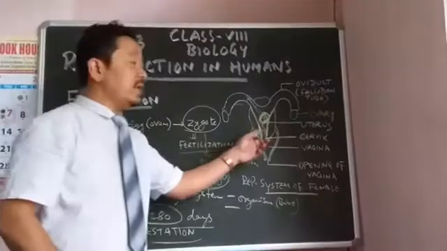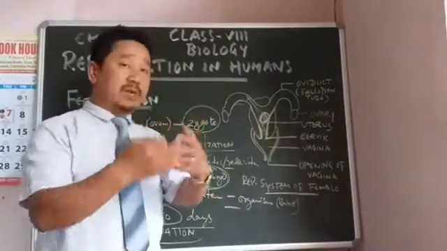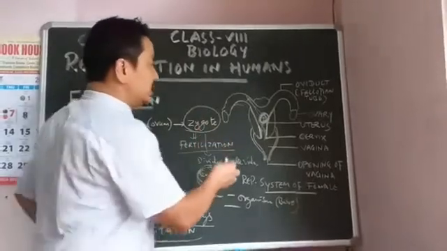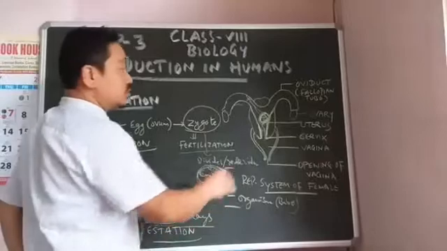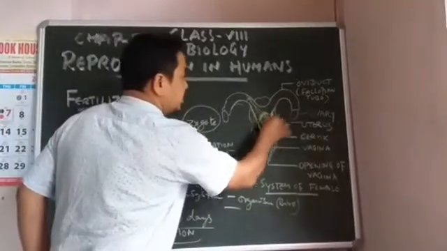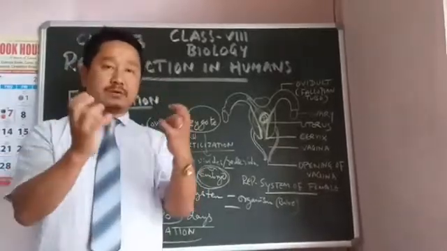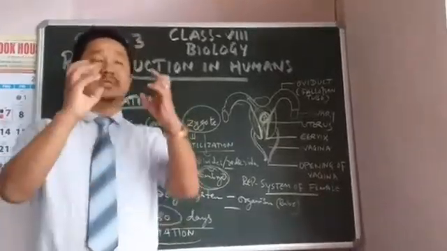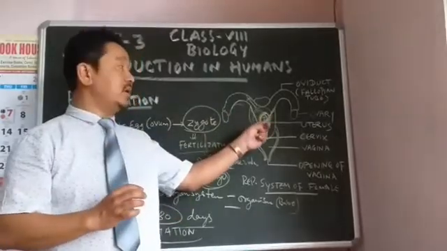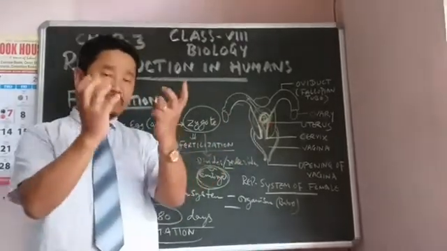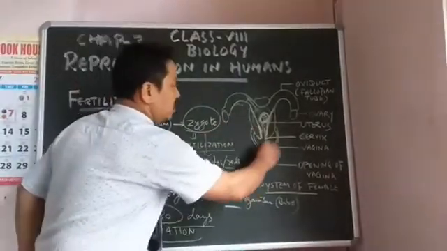Now the baby will be taking birth. To take the baby out, the muscular wall, which is the uterus, will take part in the contraction. Because of the contraction, a heavy force is formed inside the uterus, with which the baby is pushed out.